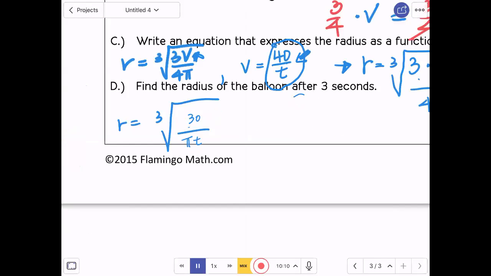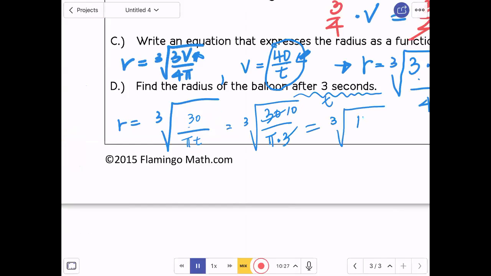Now we are going to find the radius after 3 seconds. So t is equal to 3. Then the cube root of 30 times 3 over pi. The 3 will cancel, and it becomes 10. So the cube root of 10 over pi will be the radius.